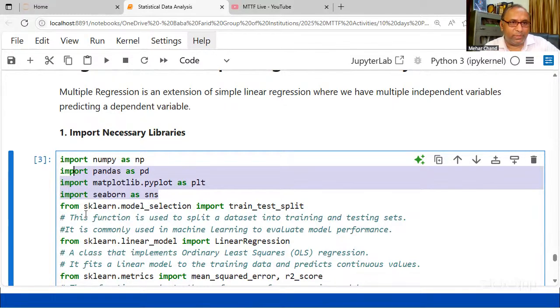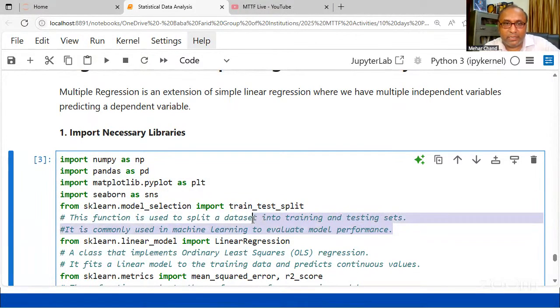Then we have from sklearn.model_selection import train_test_split. To train the model we have to split the data, and on the basis of our selected data we will train our model, then we will test it, then we will predict. This function is used to split the dataset into training and testing sets, and it is commonly used in machine learning to evaluate model performance. Whenever you train a model, this step is always there. Corresponding to each line, I try to explain here so that whenever you get this file and go through it, this will help you.